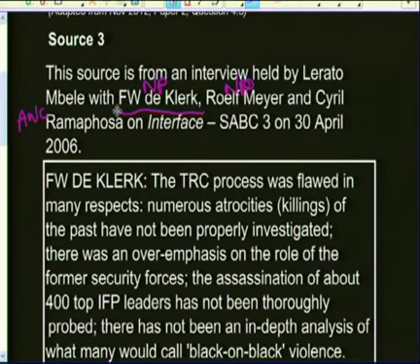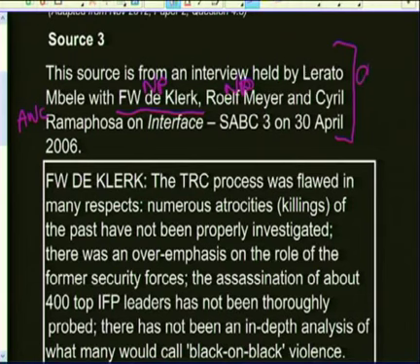Now, I said to you, we are looking at the different type of source. So we are looking at the different views. So even before you read this source, you know that these people are not going to say the same thing about the TRC. Because if you look at South Africa's past, these people came from different camps. The National Party was the government, the ANC was the liberation movement fighting the government. So obviously they're bound to view the TRC in a different way.